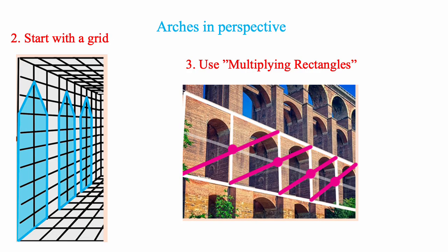Another way to draw an arch in perspective is to start with a grid and then fit in the arches. So this arch is 9 units tall and 2 units wide. And this second arch is also 9 units tall and 2 units wide.